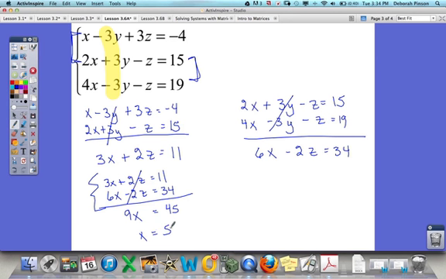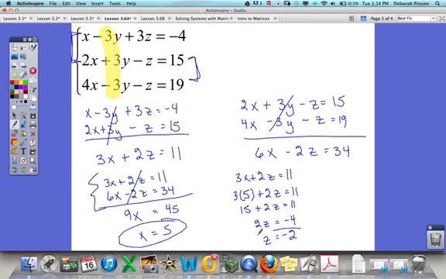Okay, that's great. Plug that back into one of the 2. I'm going to pick this top one. So I have my x. So 15. I'm going to bring my 15 to the other side and divide by that 2. Okay, now I have my x, I have my z, I still need the y.